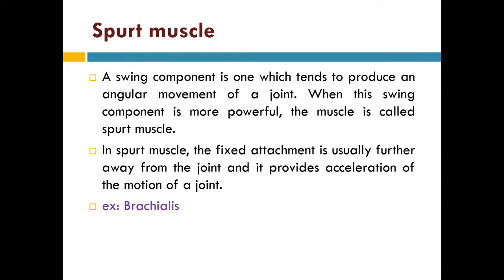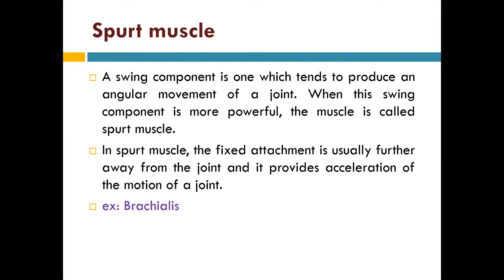Now, a very important topic, very commonly asked nowadays, is spurt muscle. Spurt muscles are which type of muscles? These muscles have a swing component, which is one that tends to produce an angular movement of a joint. When this swing component is more powerful, the muscle is called the spurt muscle. That means it is swinging something. It will swing a joint and it will produce an angular movement.